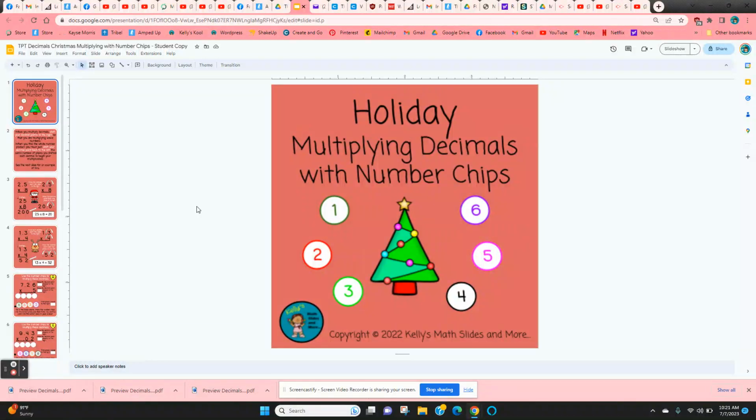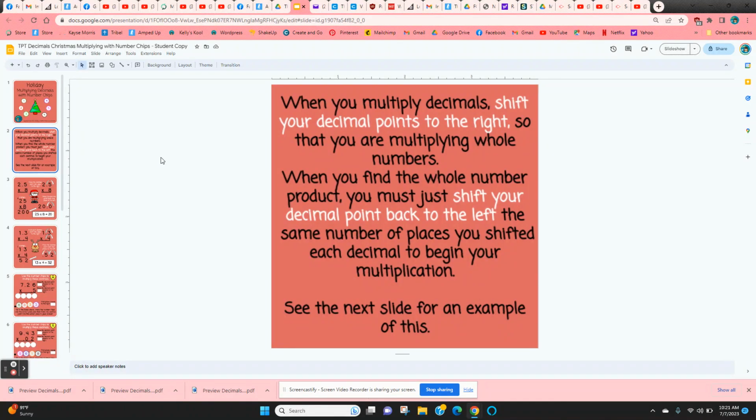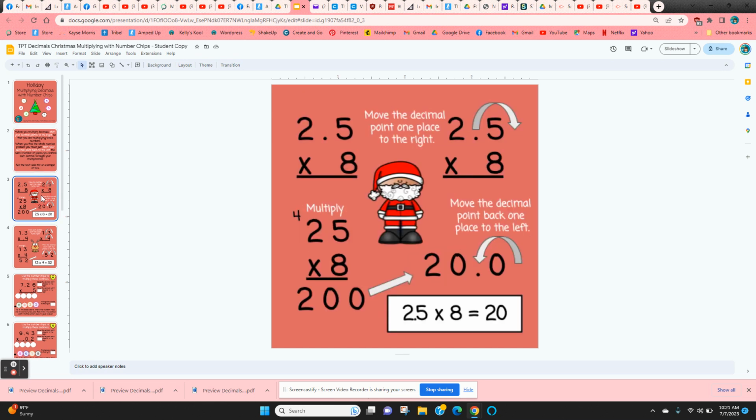Multiplying decimals with number chips. This is the holiday version. And this is a digital lesson, so it starts explaining to the students how to move the decimal point to the right before you multiply, and then how to move it back in your product, in your answer. So it gives an example here.